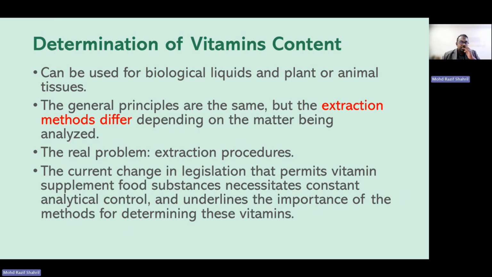So the determination of vitamin content can be used for biological liquids, plant or animal tissues. The general principles are still the same, but the extraction method differs depending on the matter being analyzed. So the real problem is the extraction procedures. The current change in legislation that permits vitamin supplements in food substances necessitates constant analytical control and underlines the importance of the methods for determining these vitamins.